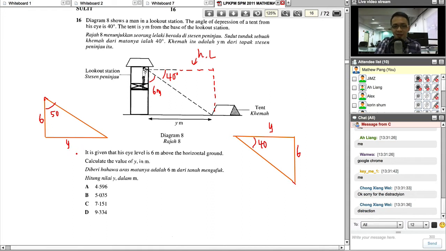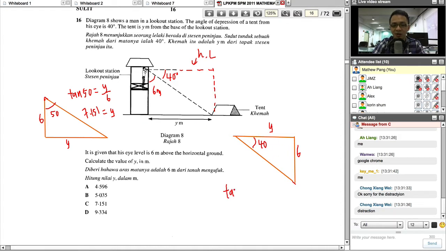Okay, let's see. So this one you can use tangent, because opposite over adjacent, right? So I write tangent 50 equals y over 6. So basically y equals 6 multiplied by tangent 50, right? Press your calculator, 6 multiplied by tangent 50. So you got 7.151.